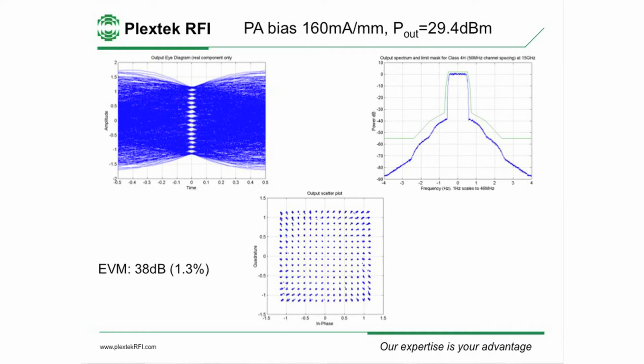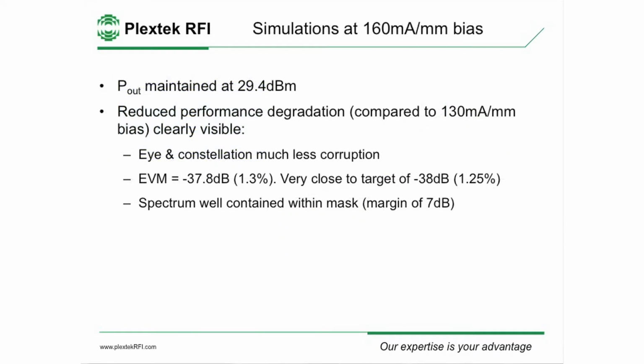So, in our simulations at 160 milliamp bias, we maintained the PM at 29.4 dBm, and it reduced the performance degradation compared to the 130 milliamps per millimeter. I mentioned these points on the last slide, but just to recap, the eye and constellation are much less corrupted. We've reduced the EVM to 1.3%, which is pretty close to our target of 1.25%. And this target, to be honest, is a very safe target. And the spectrum is well contained within the mask, a 7 dB margin.